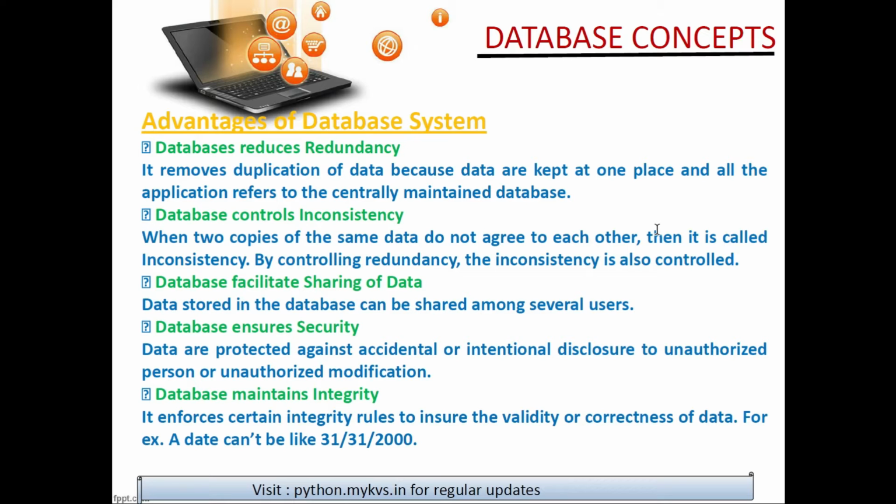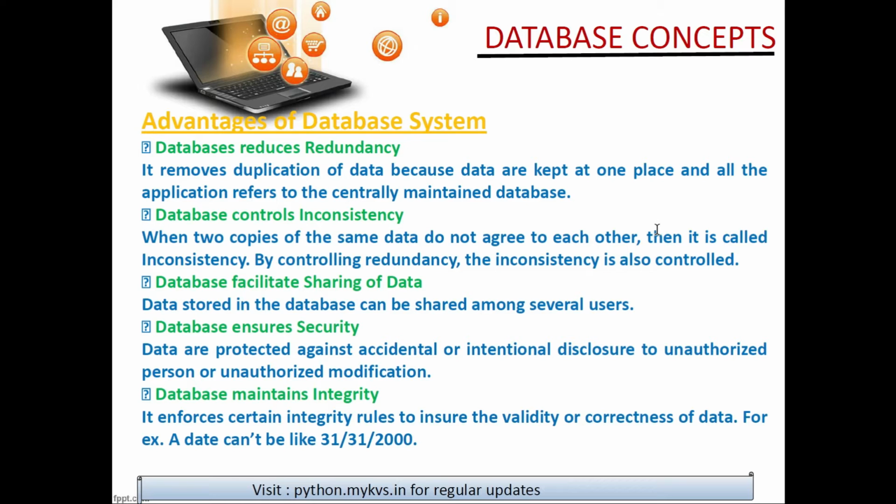Okay. Database ensures security. Data are protected against accidental or intentional disclosure to an unauthorized person, or unauthorized modification, by withdrawing or granting the rights. Okay, clear. And database maintains integrity. It enforces certain integrity rules to ensure the validity or correctness of data.